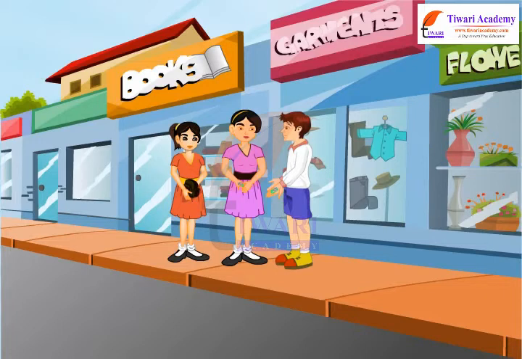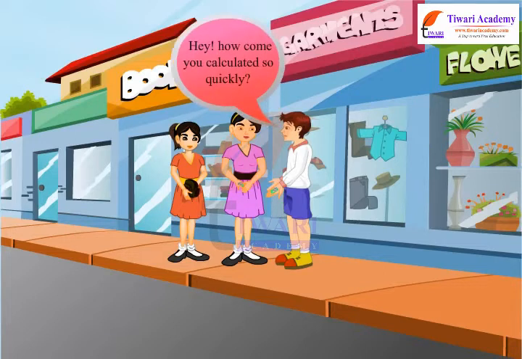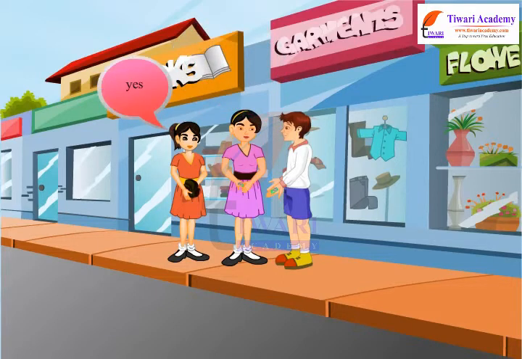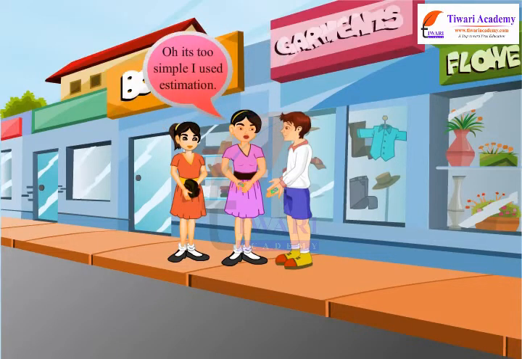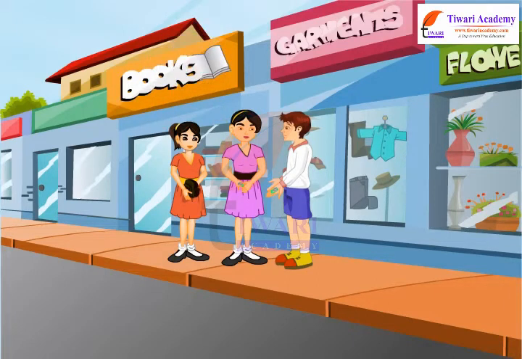While Anju and Rahul were calculating the total amount, Kavita said, "You can easily buy the kit." "Hey, how come you calculated so quickly?" "Oh, it's too simple. I used estimation." "Please explain."